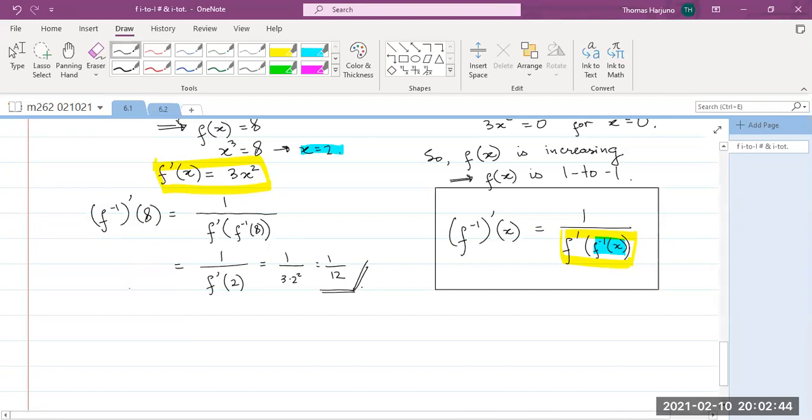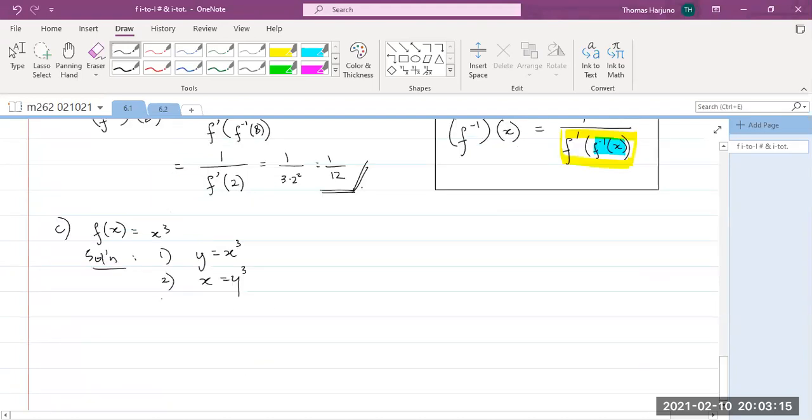Okay, part C. Part C is not the standard way, it's an old way to do it. Calculate the inverse function of f(x). So we have that f(x) equals x cubed, right? How do we find the inverse function? Step one, I need you to show me this work. Change f(x) to y. Second, swap x and y. And step three, solve for y.